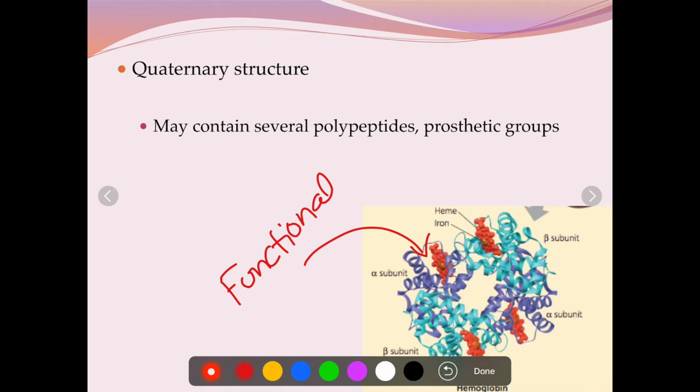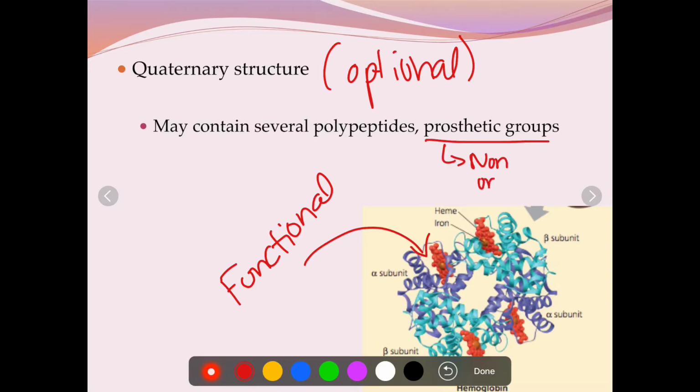Some proteins only have a tertiary level of structure. They don't need extra stuff added into them to make them work. Some do. So this one's kind of optional. And a prosthetic group just means something non-organic. Or non-proteinous. Questions so far? Pretty easy? Manageably easy?